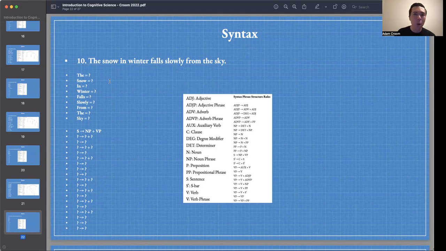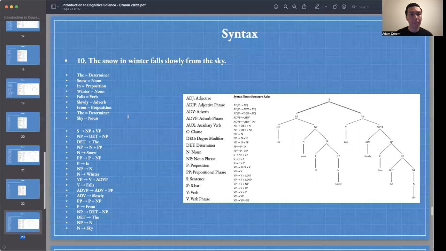Go ahead and take one moment just to provide category labels for each of these linguistic items. Ready, let's move on to the solution. All right, here we go. The is a determiner, snow is a noun, in is a preposition, winter is a noun. Falls is a verb, slowly is an adverb, right? From is a preposition, the is a determiner, and sky is a noun.